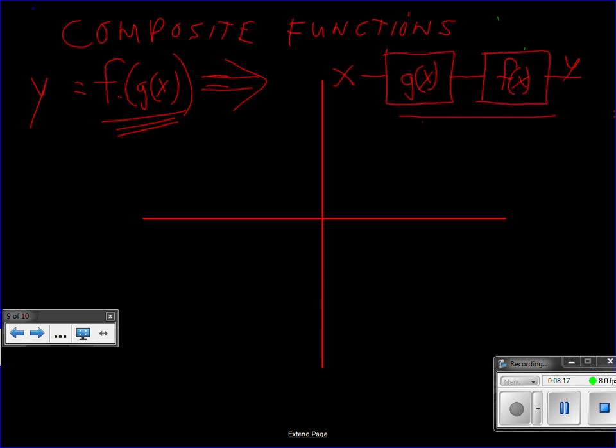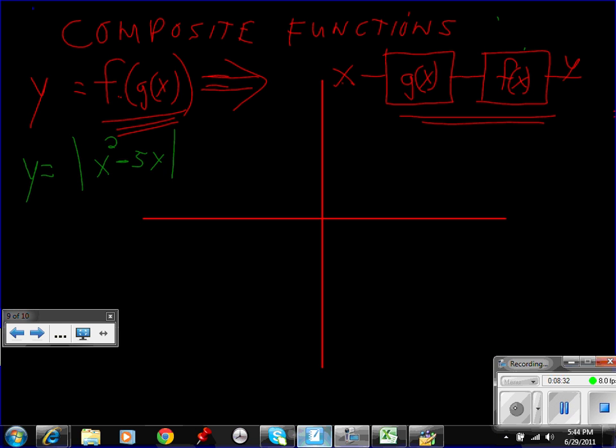But this might be the picture. Remember the machine drawing. I'm going to take an input x. I'm going to put that input x through g of x. That's going to give me an output. That output then I'm going to feed through the function f of x and get y of x. Okay, let's look at an example of a composite function and see how we could sketch this.